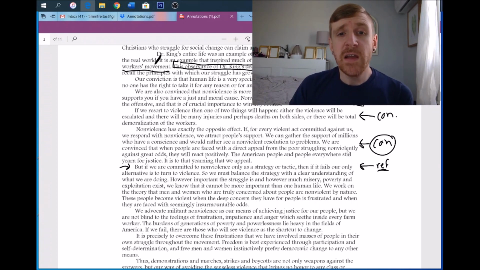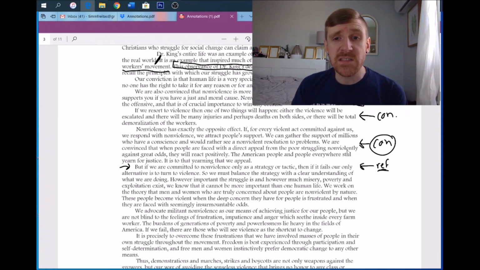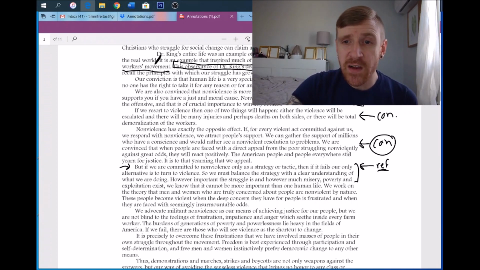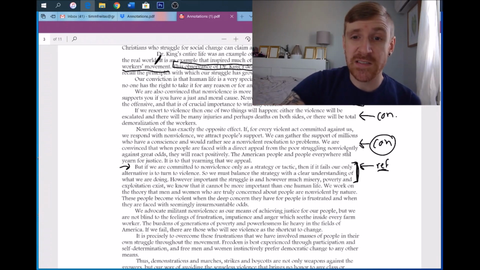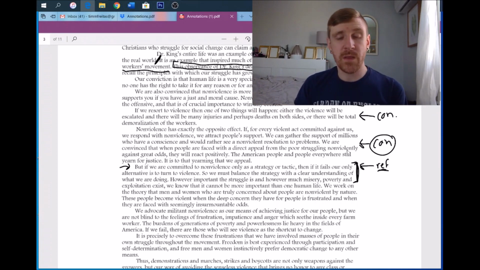And so sure enough, he comes back and he says, so we must balance the strategy with a clear understanding of what we're doing. However important the struggle is, and however much misery, poverty, and exploitation exist, we know that it cannot be more important than human life. And so sure enough, he's just trying to highlight here some people might be going through misery, poverty, and exploitation, but then he goes back to confirming why nonviolence is indeed much better, because acting violently is not more important than a human life.